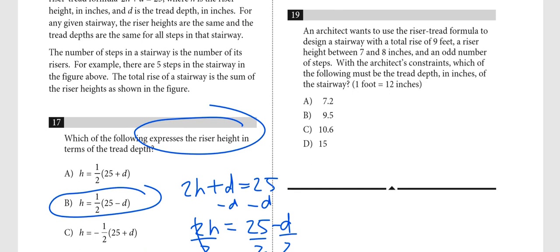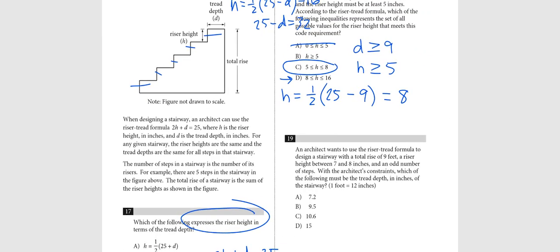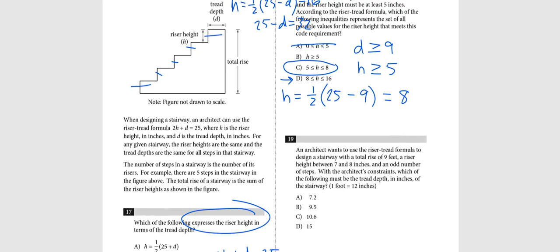An architect wants to use the riser tread formula to design a stairway with a total rise of 9 feet, a riser height between 7 and 8 inches, and an odd number of steps. With the architect's constraints, which of the following must be the tread depth in inches of the stairway? Okay, so we have a total of 9 feet. That would be all the riser heights added together. We have an odd number of steps.